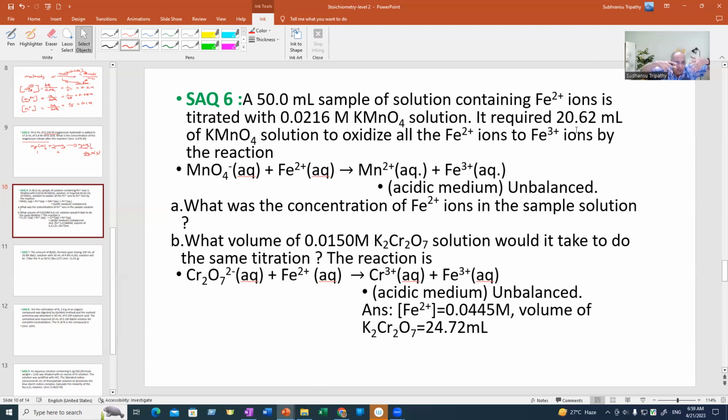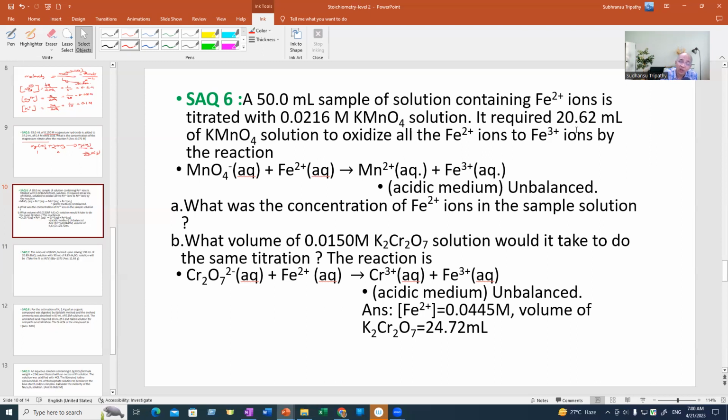KMnO4 is such a versatile purple color reagent that once you continue to add potassium permanganate, the purple color will continue to vanish as long as there is ferrous ion. But the moment the reaction stops, a single drop excess of KMnO4 will render the entire solution purple, as we call violet. And that is the end point.